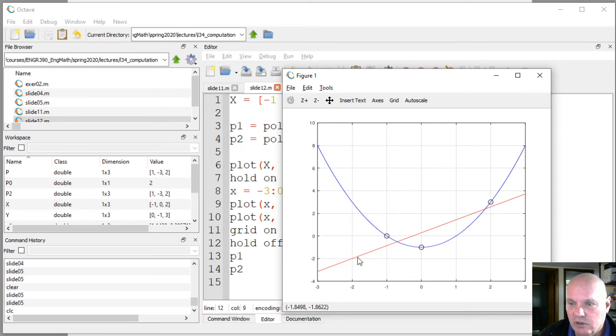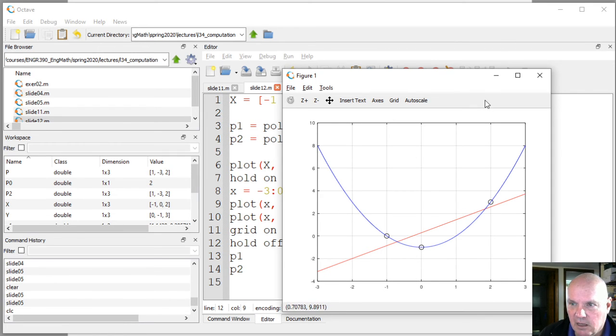So you need 2 points to determine a line. 3 points will uniquely determine the second order equation. So you just need 3 points to determine this second order polynomial. So we can always find a second order polynomial that goes exactly through three points.